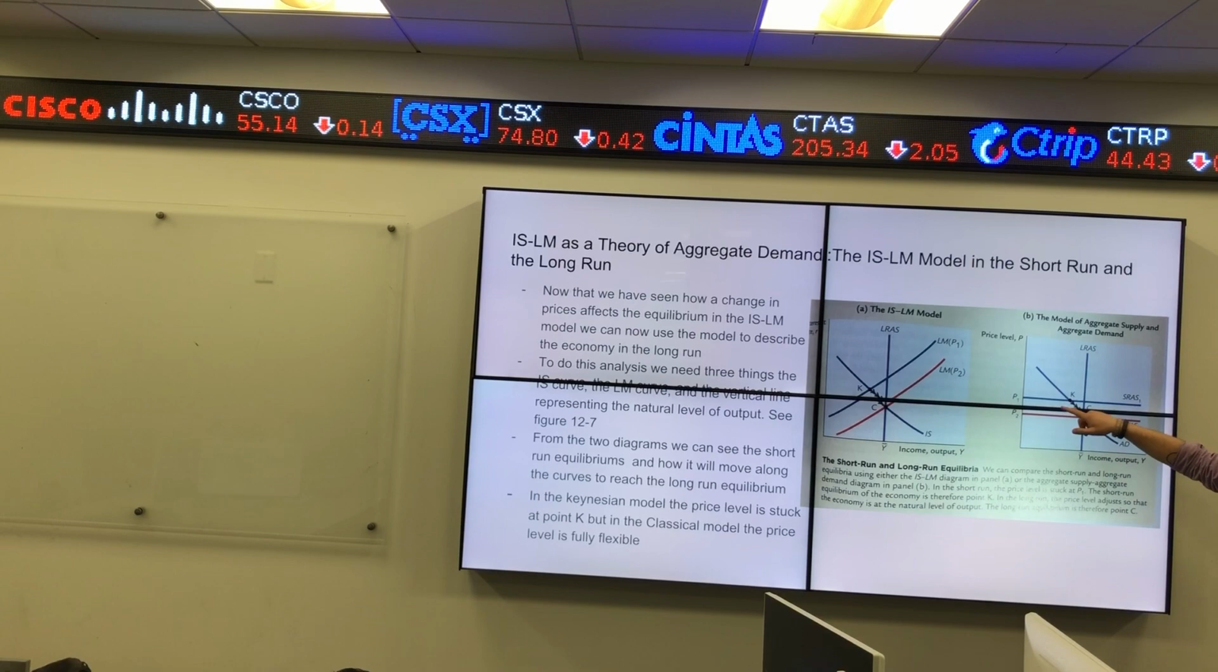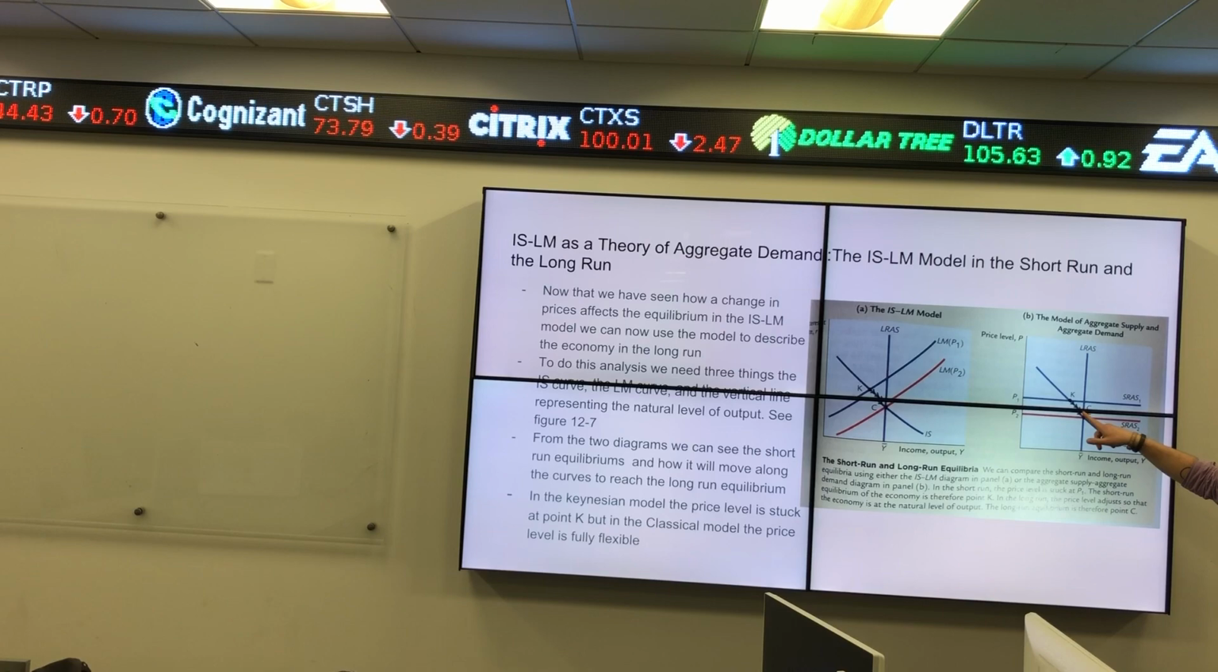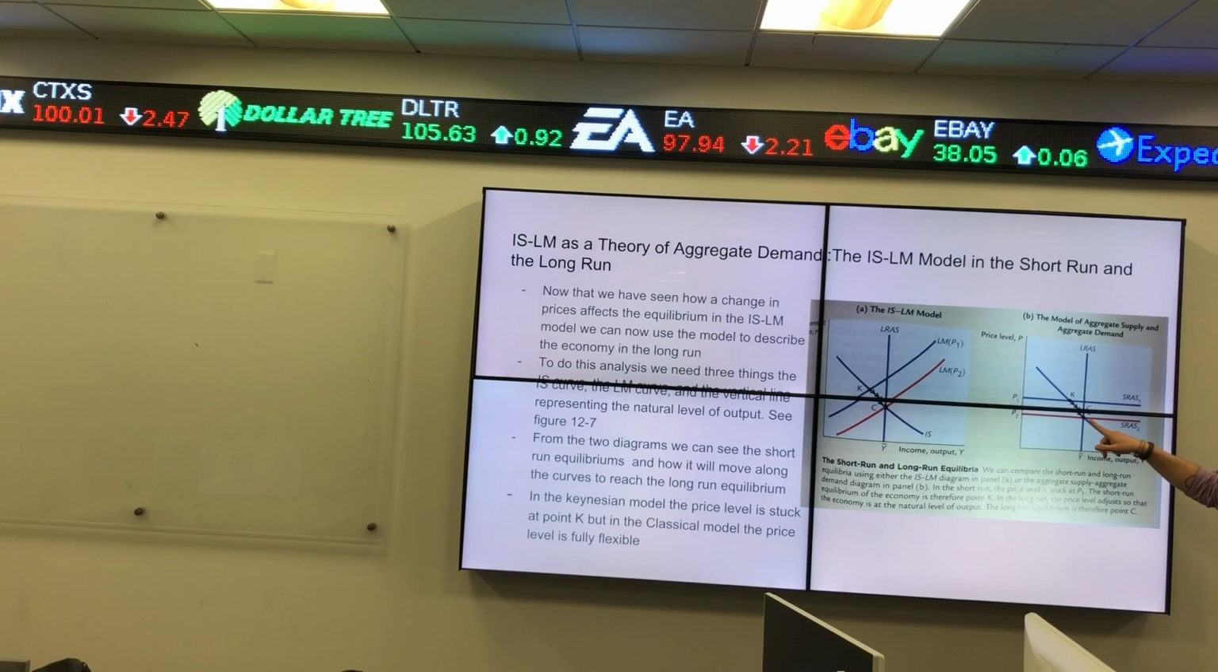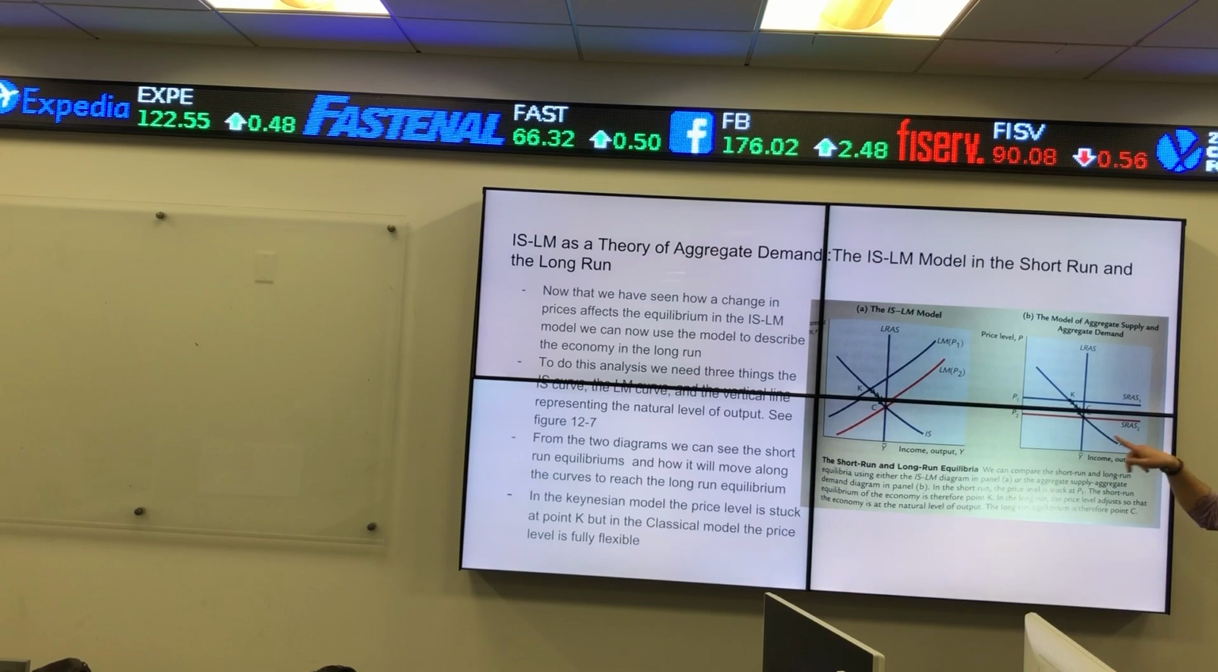So Keynes again says we're stuck at K, and in the long run, what we'll get back to is we'll reduce incomes, but then we'll move along this aggregate demand curve as prices decrease, and we'll get down to price level two, and we will be at equilibrium once again, where the long run aggregate supply line, aggregate demand, and the short run aggregate supply all are in unison at that one spot.